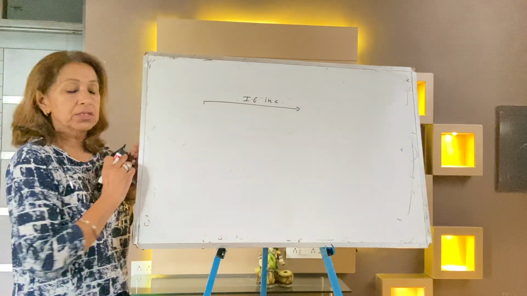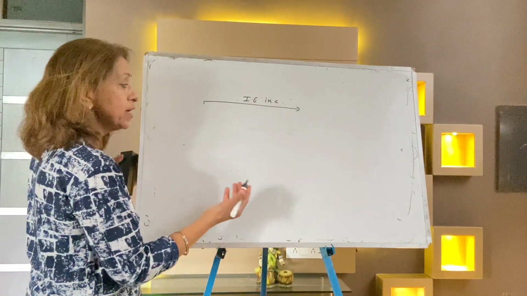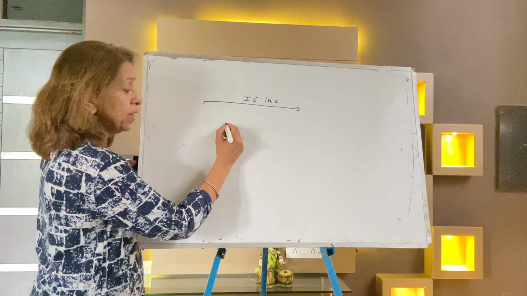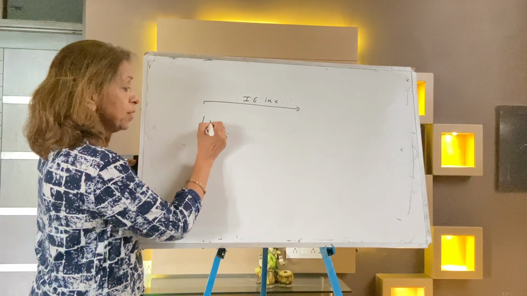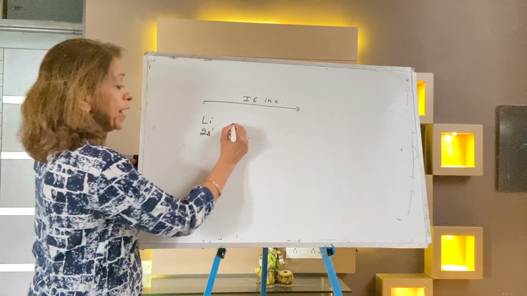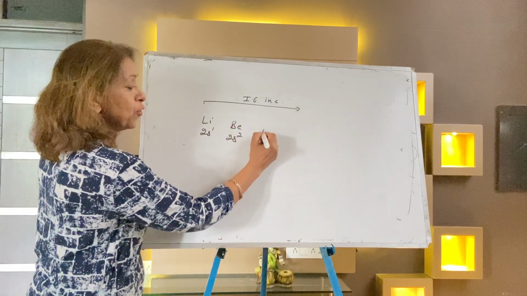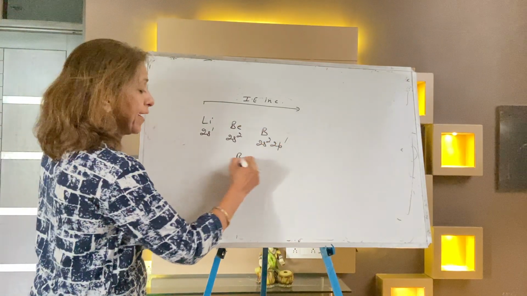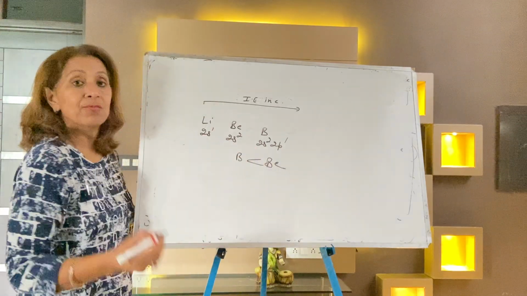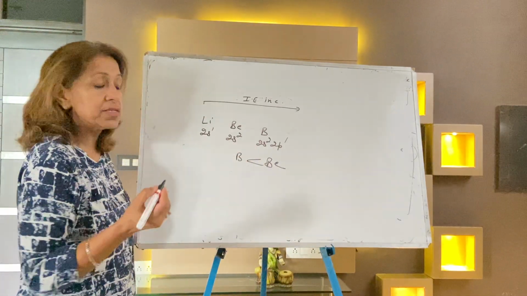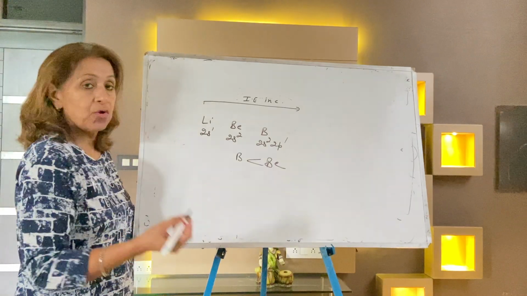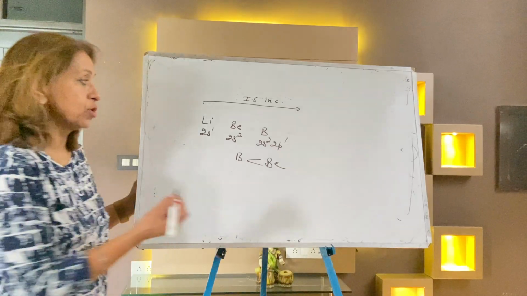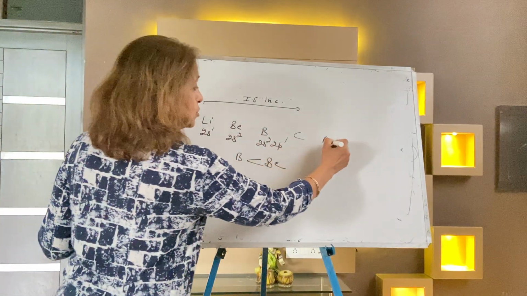Now come to the period. In a period, again there are a few exceptional cases. Students always remember the configuration when stable. For example, lithium is 2s1, beryllium is 2s2 and boron is 2s2 2p1. So this is an exceptional case. Boron has less ionization energy than beryllium. Why? Ionization energy always increases in a period, but even then boron has less ionization energy than beryllium because of the unstable configuration.